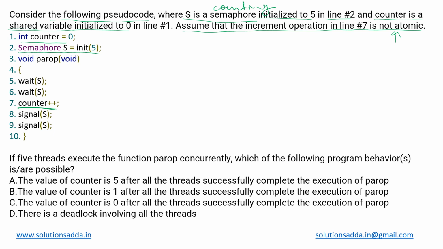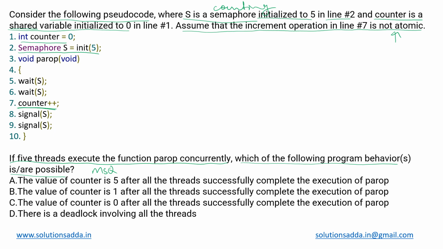So now this pseudocode is given, based on which the synchronization will take place. And at the end, they are saying, if 5 threads are executing this function concurrently, then which of the following program behaviors can be possible? So it is an MSQ type of question. So let's first understand the synchronization they have used.